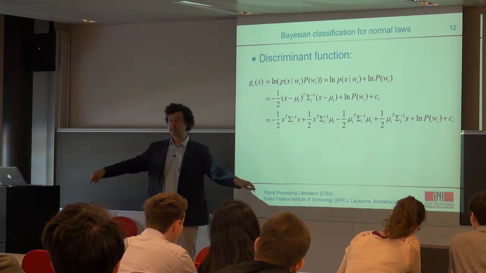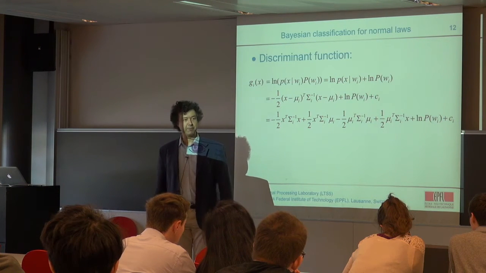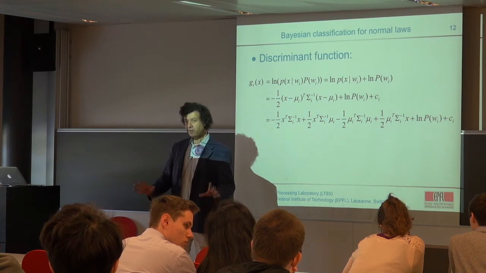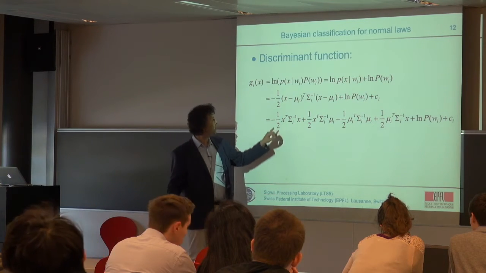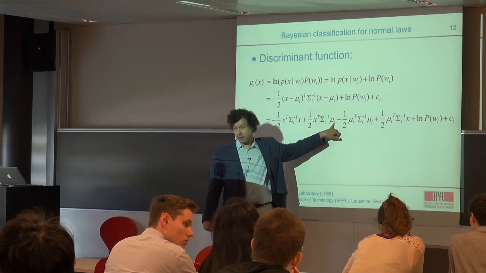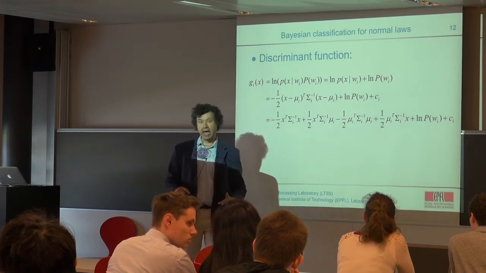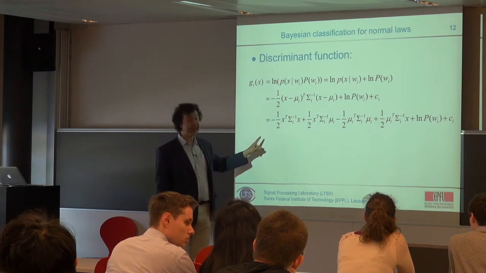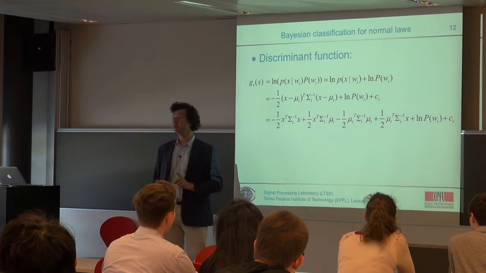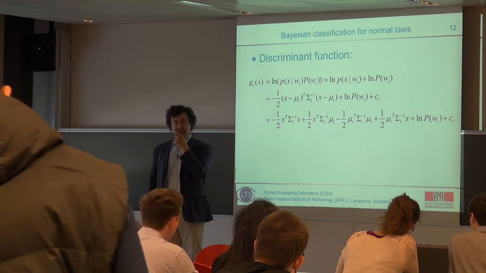A Gaussian in 2D is that, a Gaussian in 3D is that, a Gaussian in LD is something. But if you take two Gaussians with their own covariance and their own mean, their intersection is a line that has this equation, Gi minus Gj equals 0. Now let's try to see what it is.